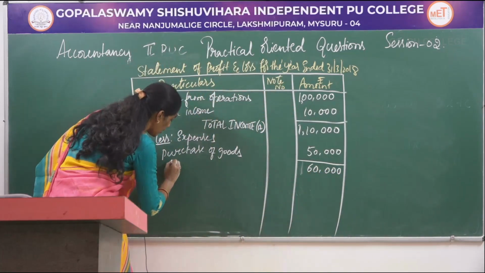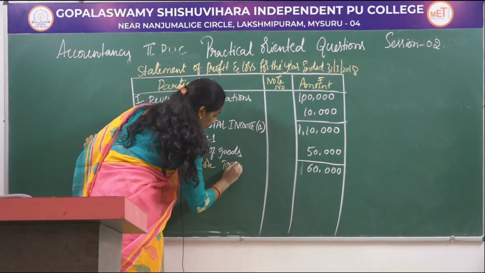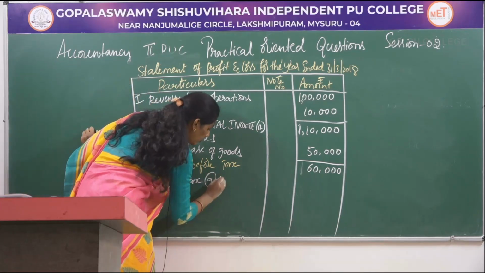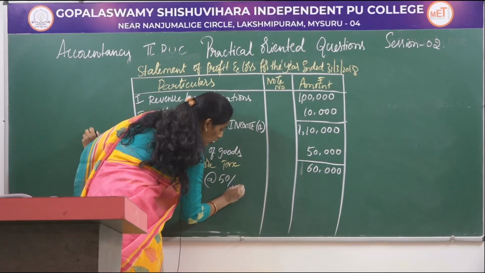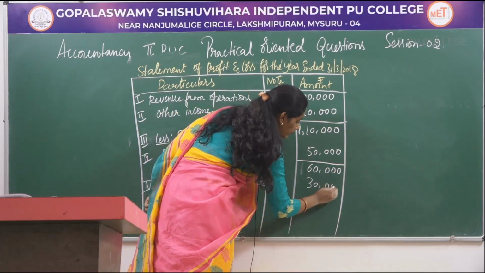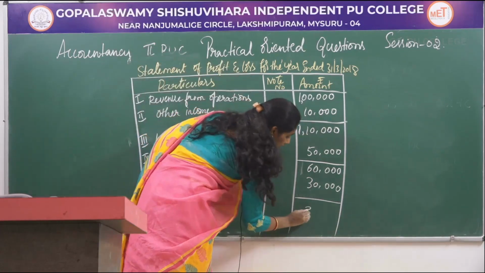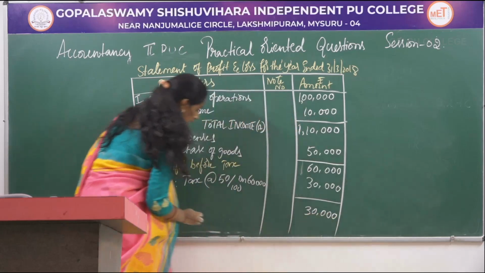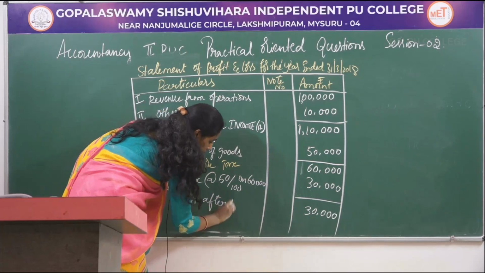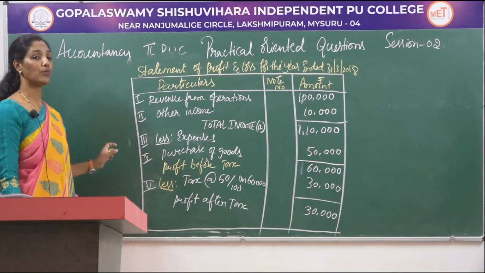So this is nothing but profit before tax. So under that, fifth head is less tax at 50% on 60,000. You will get 30,000. So when you deduct 30,000 from 60,000, you will get 30,000. So this is nothing but profit after tax. So now close this statement. So this is for 5 marks.